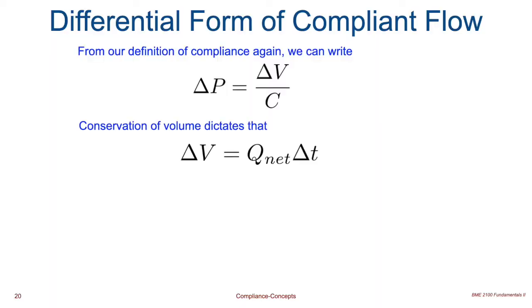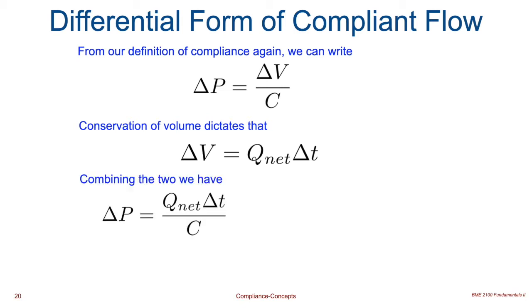But conservation, as we've just said, dictates that we know something about delta V. We know delta V is equal to Q net times delta T. Remember, we just proved that. So we have that expression, which we can then plug in to the first expression and get this new expression. And then we can take the delta T over to the left side, and we can say delta P over delta T equals 1 over C times Q net.